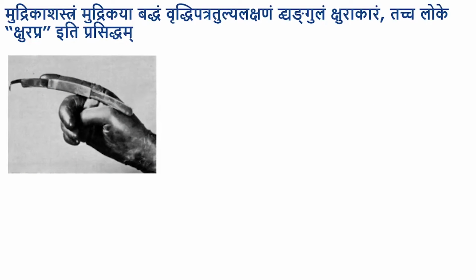Then another very ingenious instrument used by Sushruta is the Mudrika Shastra, where there is no handle. With all the other instruments, the handles would be rigid. Because there is a rigid handle, it will be difficult to penetrate through a cavity or where the access is lesser. So instead, you fix that blade to the finger, and the finger itself acts as a handle. Such a knife fixed to the finger is the Mudrika Shastra. Mudrikaya Baddham, Vrittipatra Tulya Lakshanam, Dvyangulam, Kshurakaram, Tacha Loke Kshurakra Iti Prasiddham.